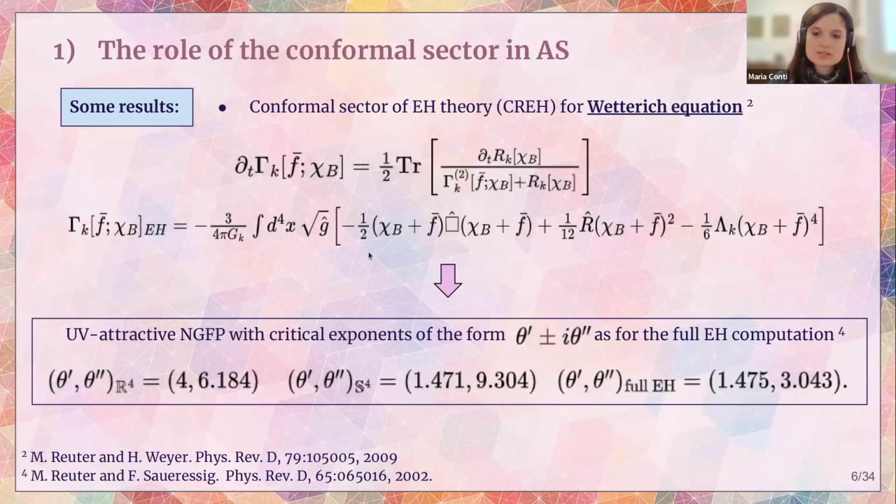So the idea is that they started studying this model through this equation here, and what they get is a UV attractive non-Gaussian fixed point with, of course, its critical exponents, which have this form here. So they have a real part plus or minus an imaginary part. What this is telling you is that you have a trajectory which looks like a spiral going towards the non-Gaussian fixed point in the UV. And why is this important? Because it is the same thing that happens in the full Einstein-Hilbert computation, where by full, I mean keeping track of all the degrees of freedom of the metric, not just the conformal sector. So this is very promising.